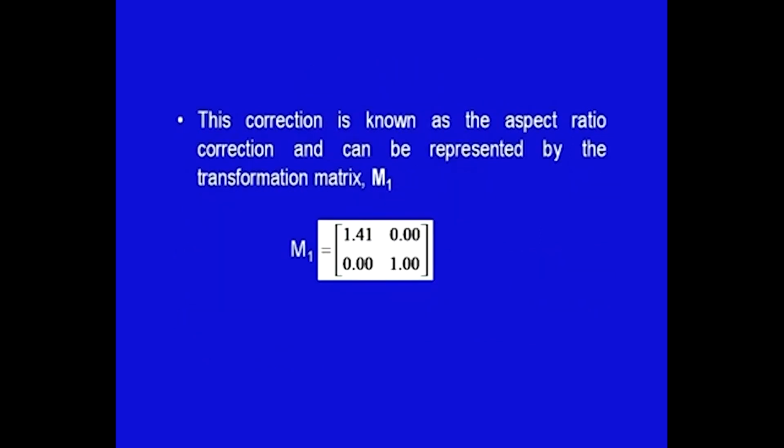This correction is known as the aspect ratio correction and can be represented by the transformation matrix M1, where M1 can be defined to have 2 rows by 2 columns and the elements are as shown in the equation.